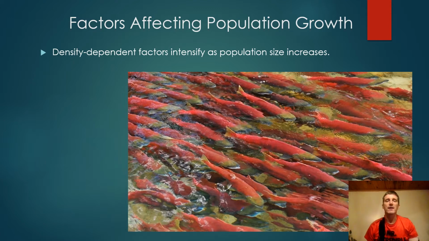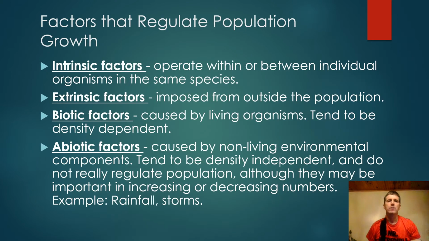So with a species like this, they actually will have a higher nest success rate, a higher probability of those eggs actually hatching when the population's low versus when it's high. So this is very well documented with salmon and with many other species. There's similar examples. There are several factors that can regulate population growth.